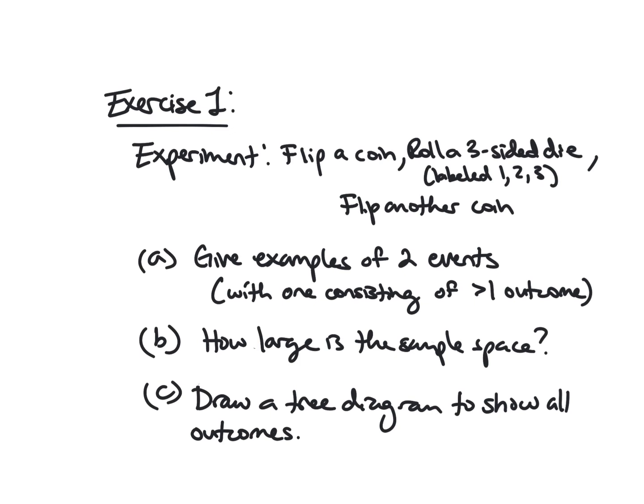Okay, so this one is going to put together all of the things we've talked about. This is the first exercise. Here the experiment is to flip a coin, then roll a 3-sided die labeled 1, 2, and 3 on the 3 sides, and then flip a second coin. First I want you to give examples of 2 events where at least one has more than one outcome. So you shouldn't just say something like 2 heads. There should be at least 2 outcomes in one of your events.